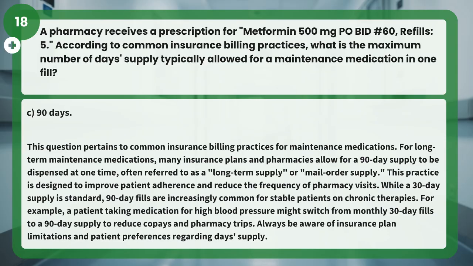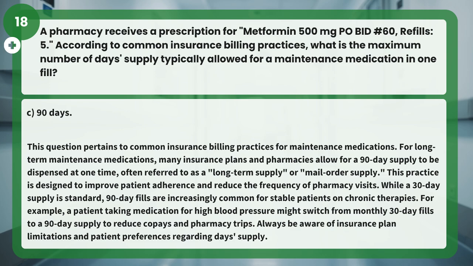Answer C. 90 days. This question pertains to common insurance billing practices for maintenance medications. For long-term maintenance medications, many insurance plans and pharmacies allow for a 90-day supply to be dispensed at one time, often referred to as a long-term supply or mail-order supply. This practice is designed to improve patient adherence and reduce the frequency of pharmacy visits.